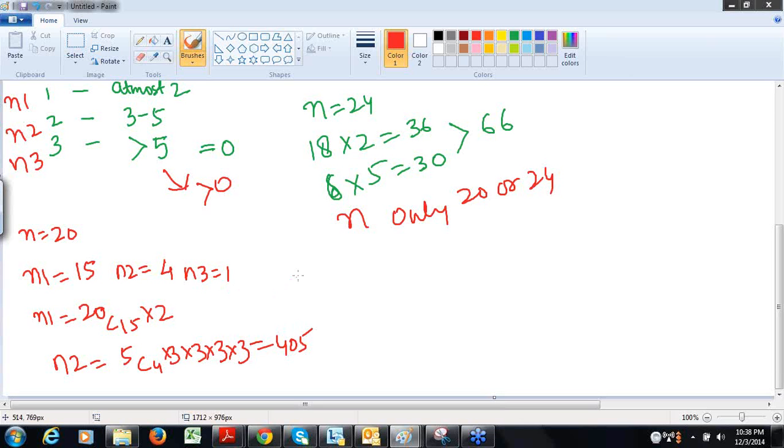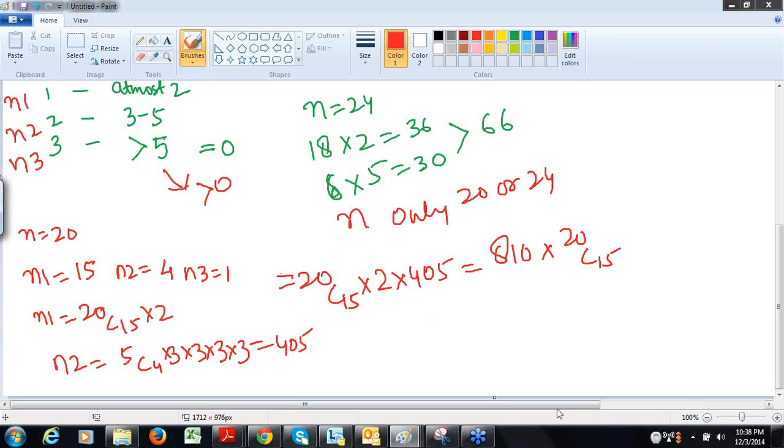So the number of ways of distribution for n is equal to 20 will be 20C15 into 2 into 405, which is nothing but 810 into 20C15. Now consider n is equal to 24.